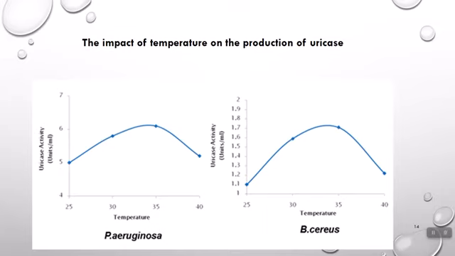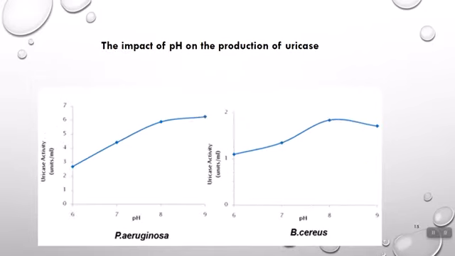Uricase production for both strains increased in line with the rise in temperature, and the highest level of production was revealed to be at 35 degrees. After that, the enzyme production dropped dramatically. However, the results for the highest enzyme production, considering the parameter of pH, differed. The optimum pH for Pseudomonas aeruginosa and Bacillus cereus were 9 and 8 respectively.